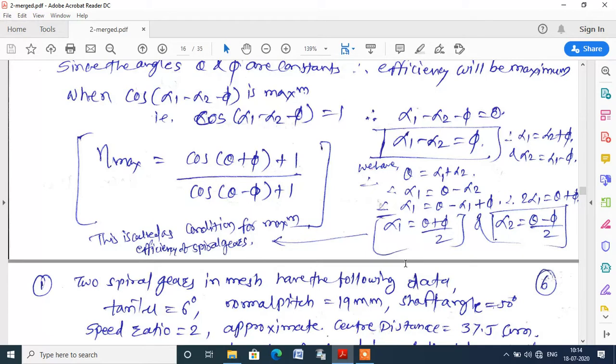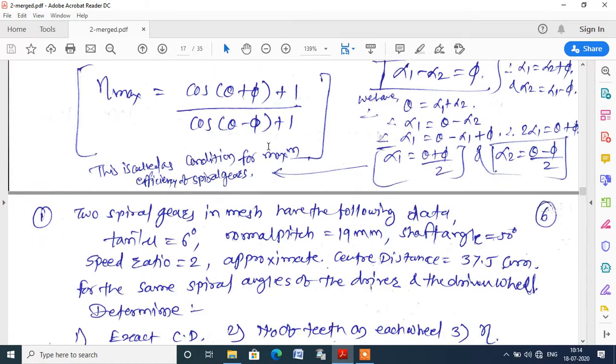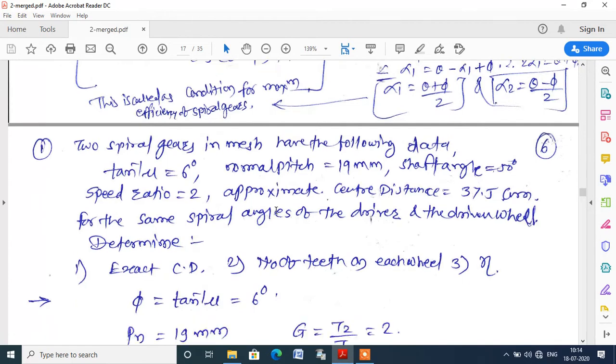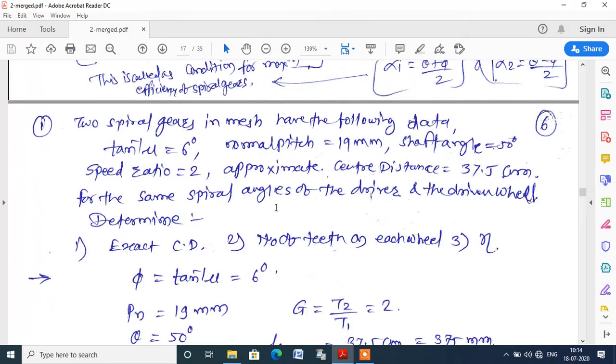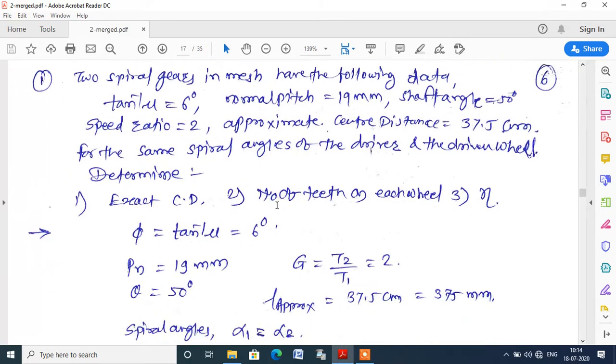And the condition for maximum efficiency is alpha 1 equal to (theta plus phi) by 2 and alpha 2 equal to (theta minus phi) by 2, where phi is the angle of friction and theta is the shaft angle. So we will see the numerical so that we can understand better. So write down this numerical.